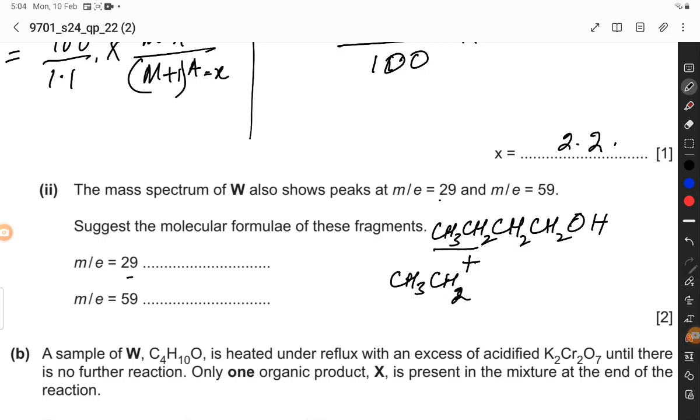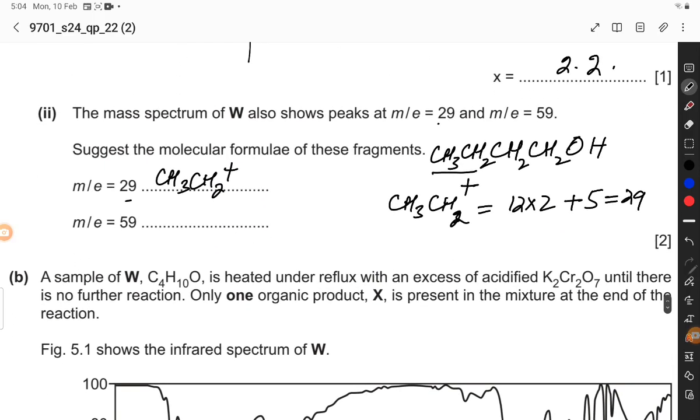This is a positive ion, and the second positive ion is this, equal to carbon 12 into 2 plus 5, which is equal to 29. So this is 29, the ethyl fragment ion, positive, and this will be 59, if we split like this.